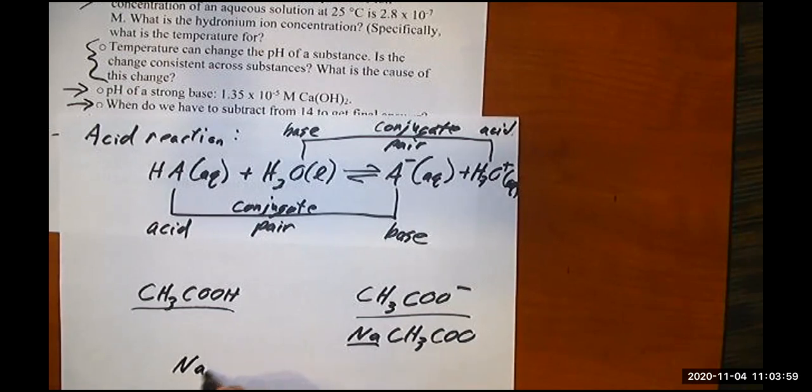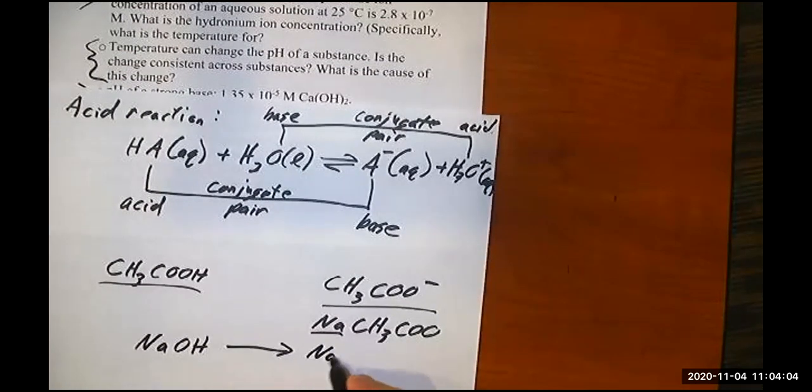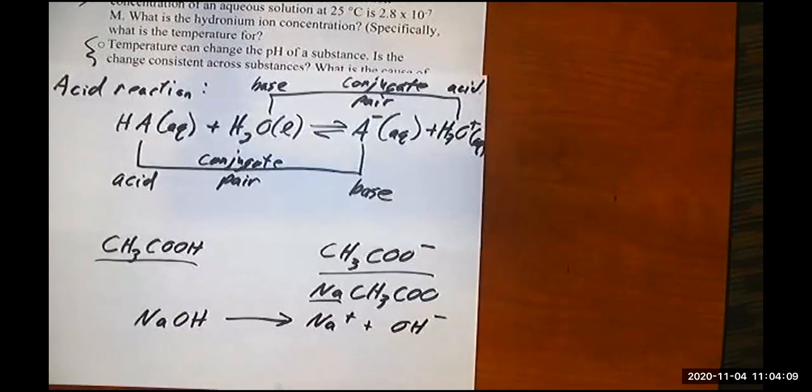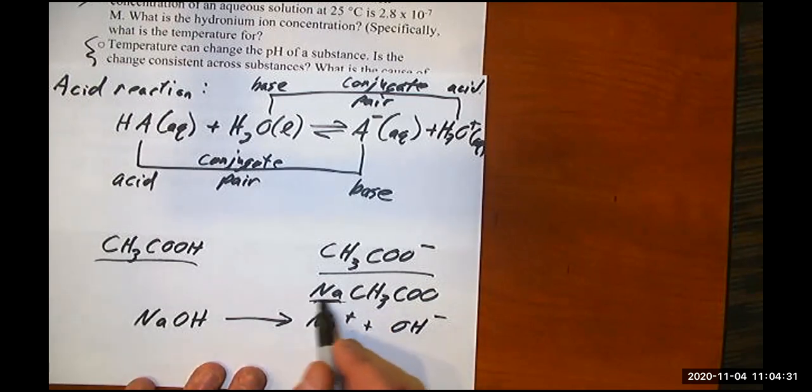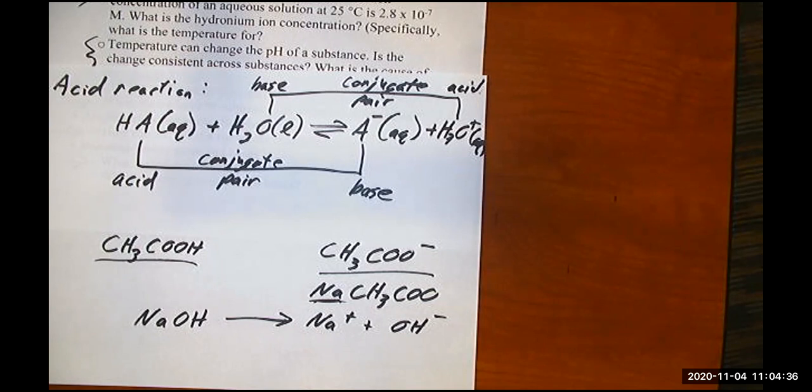So NaOH forms Na plus and OH minus, right? But I only drew the arrow in one direction, because the sodium ion is not going to grab any hydroxides out of water to form solid sodium hydroxide. This is a single direction. And so we know that putting the sodium ion into this solution is not going to interfere with any of the acid-base chemistry that we're doing.